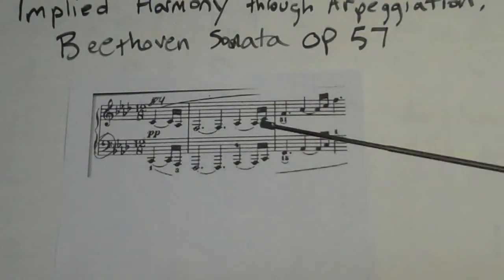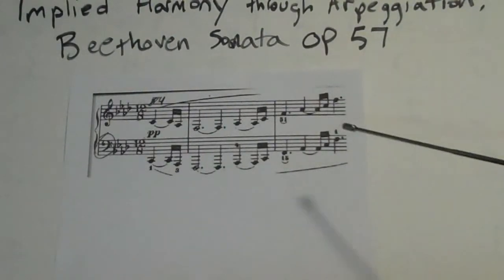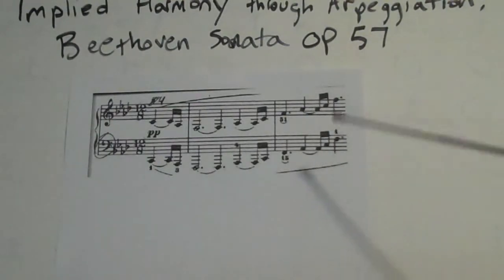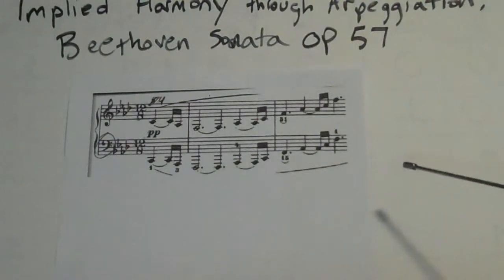Now Beethoven was a master at using something that was simple in itself and crafting it into something much larger. This is a good example of that. So arpeggiation is the first way for a harmony to be implied rather than direct.